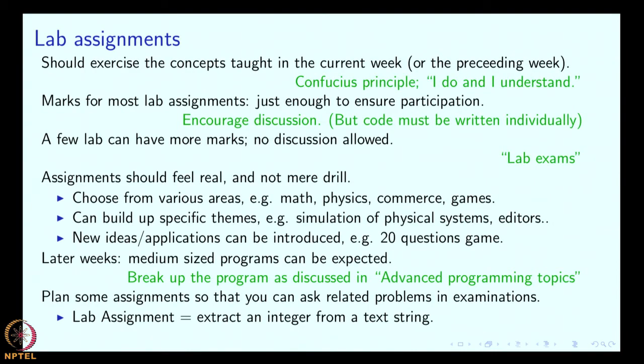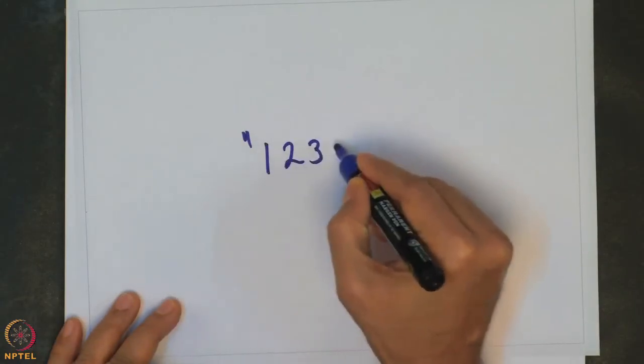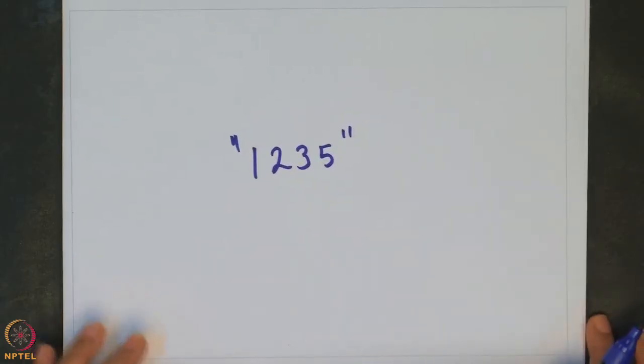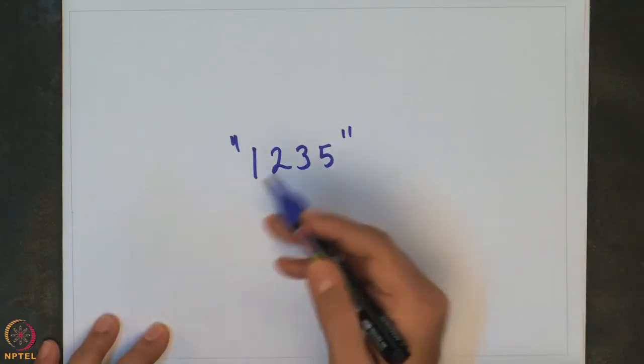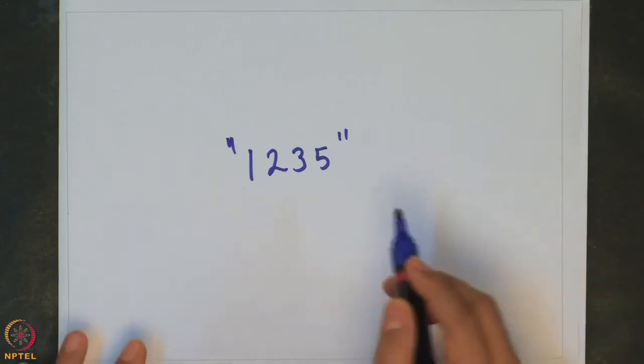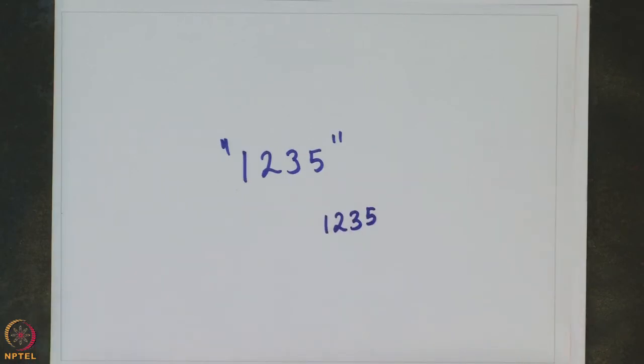So for example, the lab assignment could be: I am giving you a text string, and from that extract the integers. So for example, I may have 1, 2, 3, 5 in a text string. This is either of string class or a null terminated character string, and from this they are supposed to extract the value 1235. How do they do that?